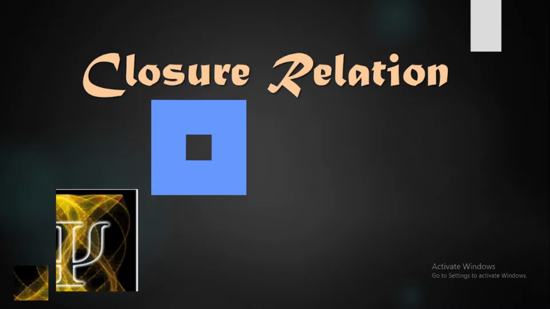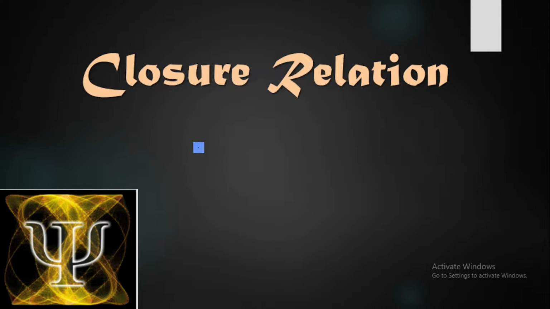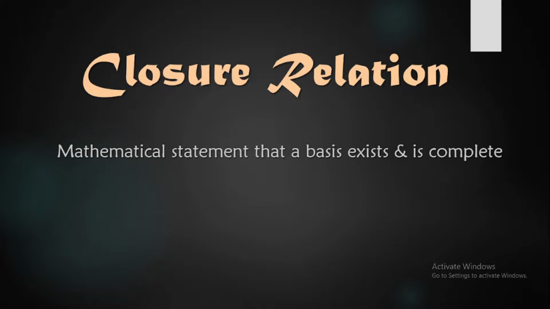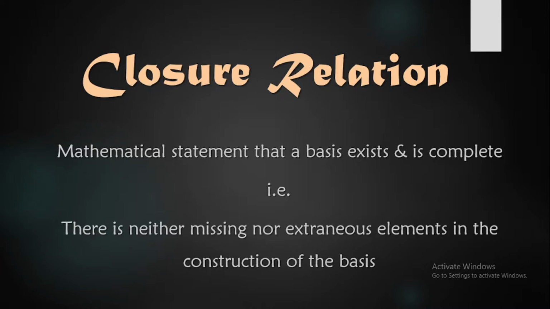Here we are going to make use of some basis vectors, the wave functions, etc. to understand the closure relation. Closure relation is a mathematical statement that a basis exists and is complete, which means that there is neither missing terms nor extraneous or irrelevant elements in the construction of the basis. So this is what the closure relation in quantum mechanics speaks. Basis is the main thing here, with respect to which we are going to explain the closure relation.